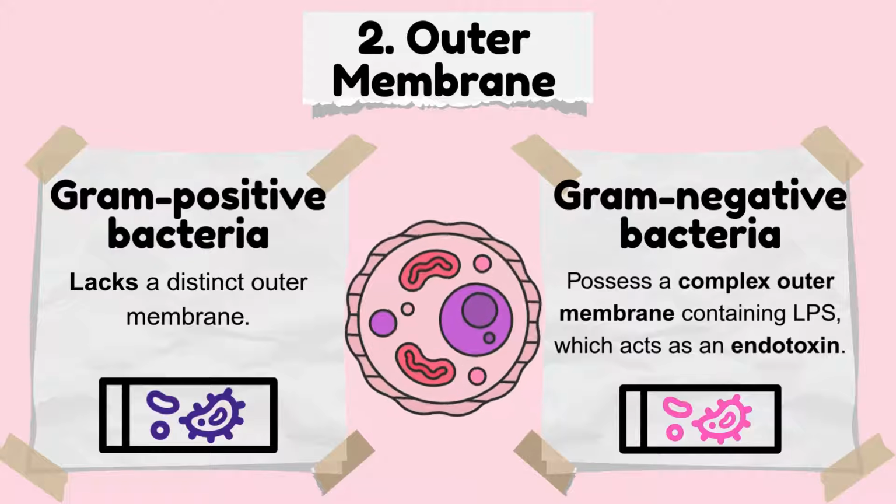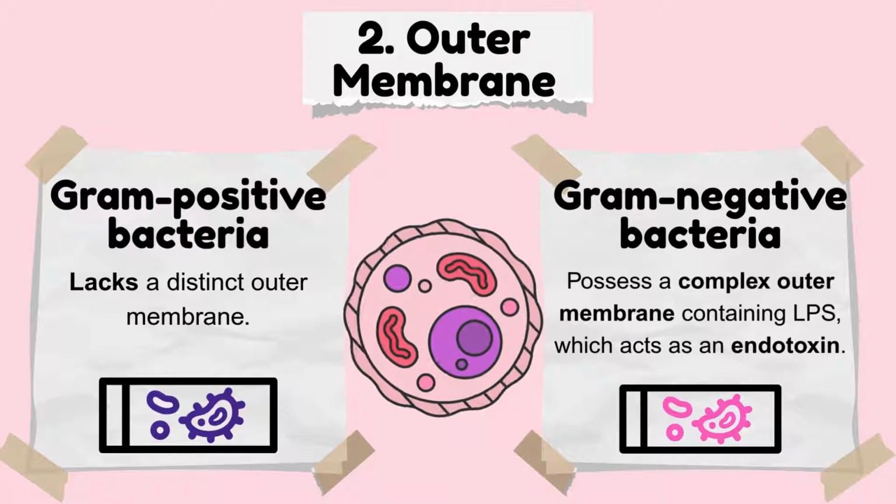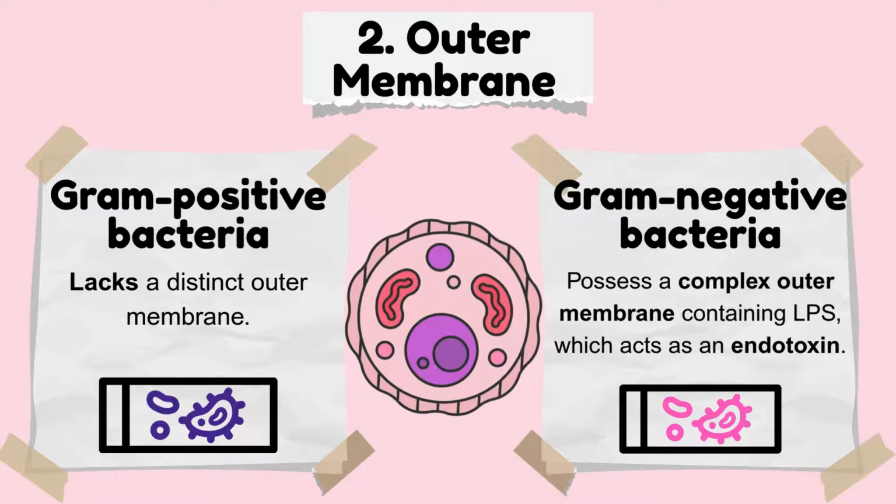Outer membrane. Gram-positive bacteria lack a distinct outer membrane. Gram-negative bacteria possess a complex outer membrane containing lipopolysaccharides, which acts as an endotoxin.